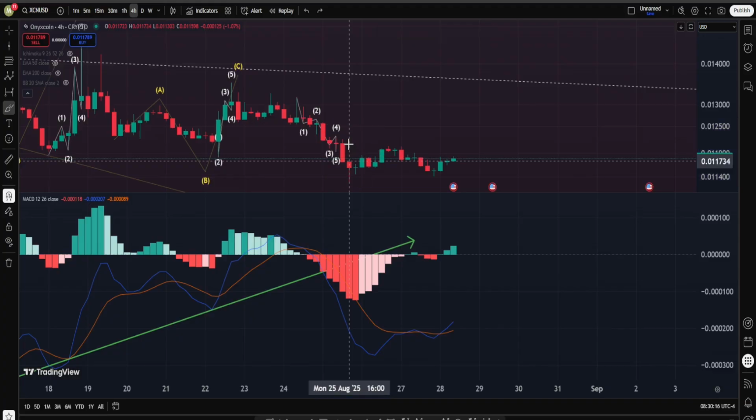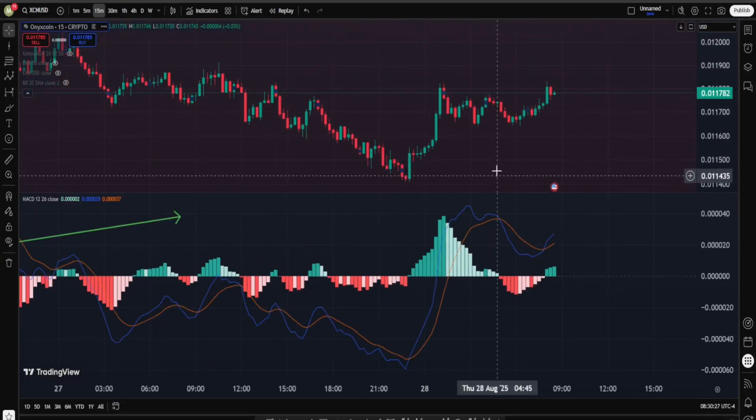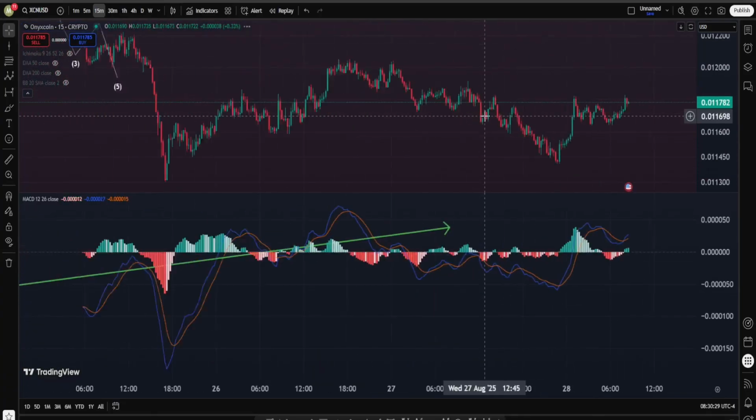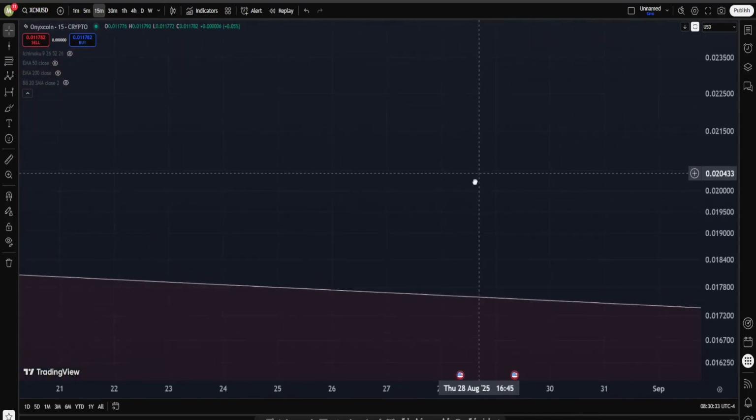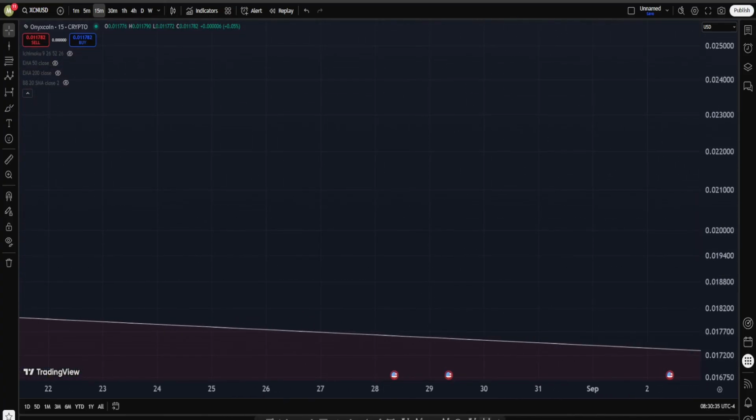So the question is, what is going on at the moment in ONYX coin? And surprisingly, I'm going to argue soon we are probably going to see another move up in the short term. Why? Let's go on the left chart.